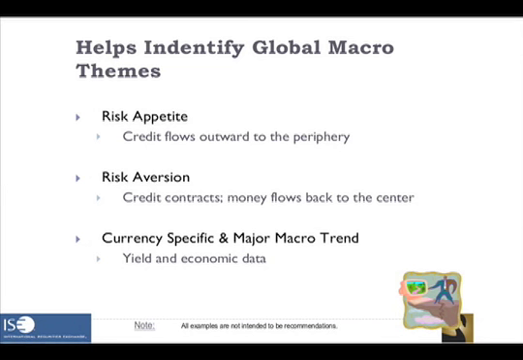Risk aversion is just the opposite. Money comes back to the center, out of these risk appetite classes, risky asset classes, into U.S. Treasuries. The perfect example, the perfect storm, was the credit crunch. People came back into the U.S. dollar, not because they liked the dollar, but they wanted to hide in the U.S. capital markets, in the Treasuries, and it was that simple. That was a major risk aversion.